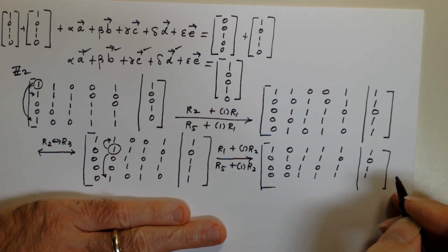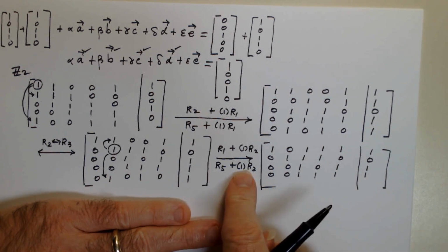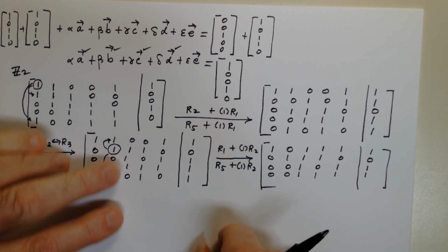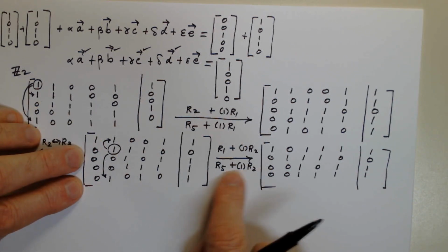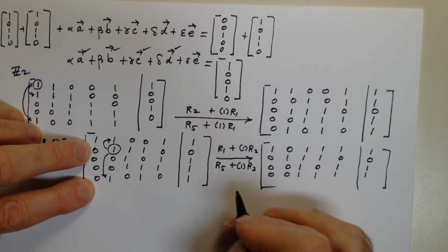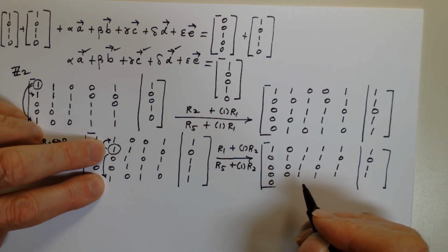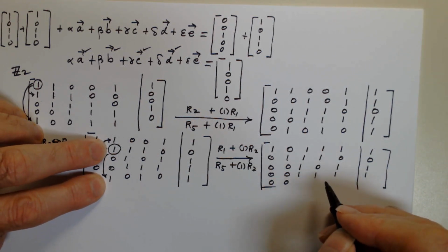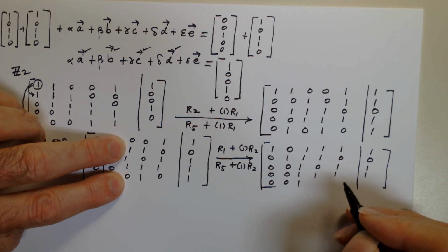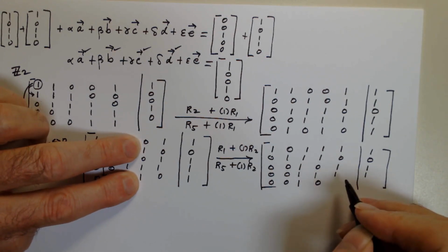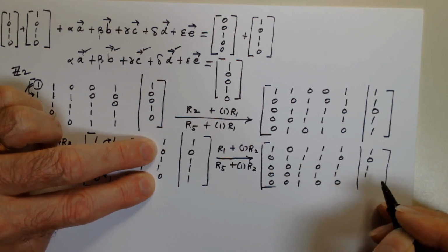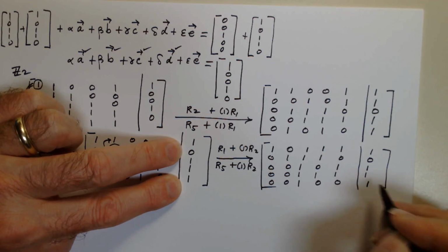And now I have to make a change in row 5 according to this recipe. So bring row 2 down and add on to it. So 0 and 0 are 0. The 2 1s meet to give me a 0. I get a 1. I get a 0. I get a 0. And I get a 1.